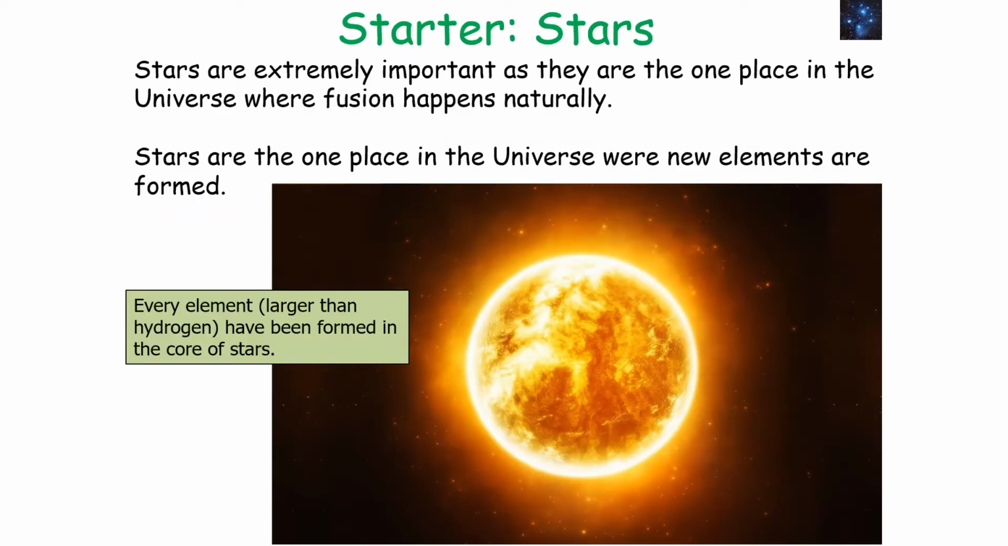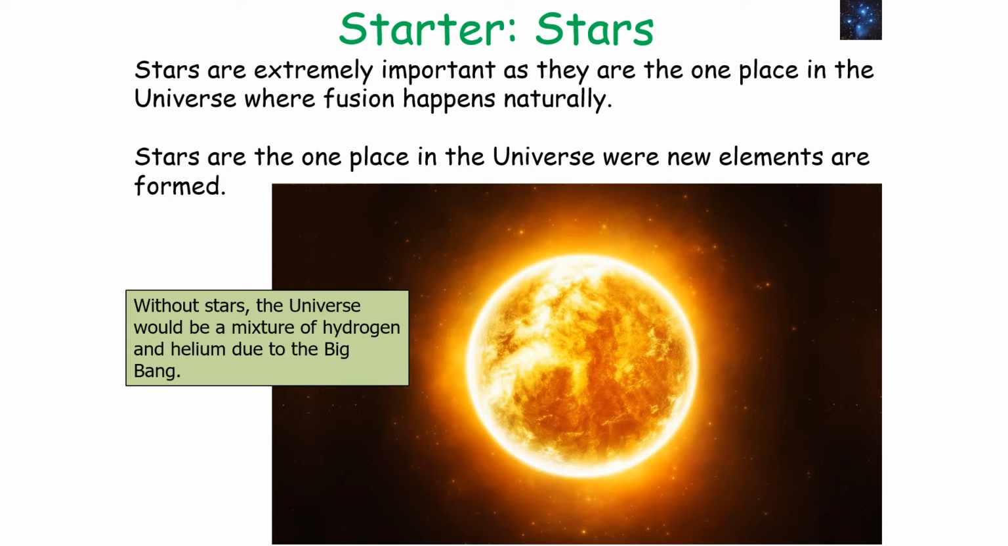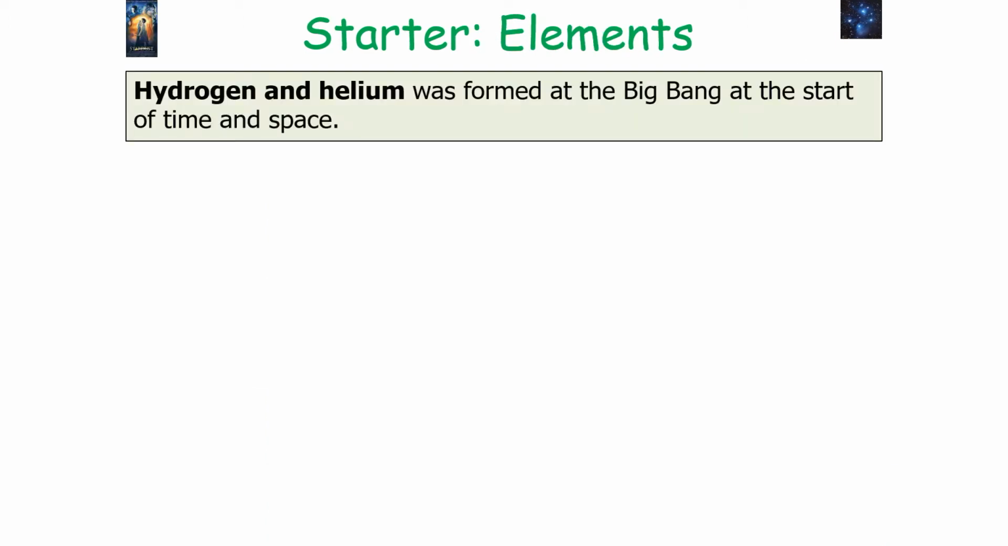Now, stars are extremely important as they're the one place in the universe where fusion happens naturally. So this means that stars are the one place in the universe where new elements are formed. Every element larger than hydrogen has been formed in the cores of stars. Without stars, the universe would be a mixture of hydrogen and helium due to the Big Bang. Hydrogen and helium were formed at the Big Bang at the start of time and space itself.